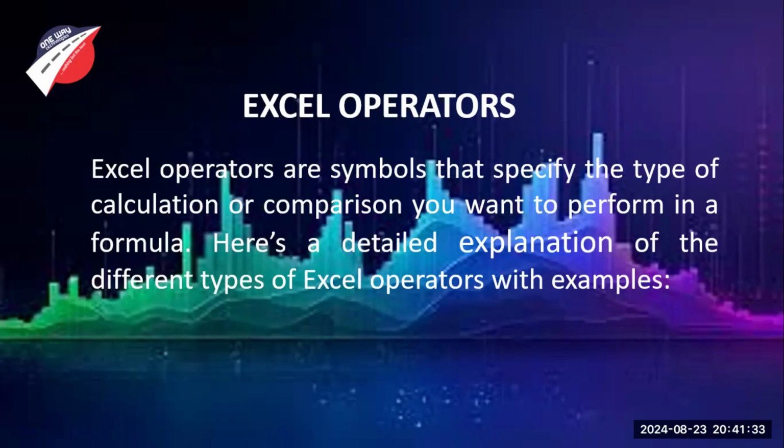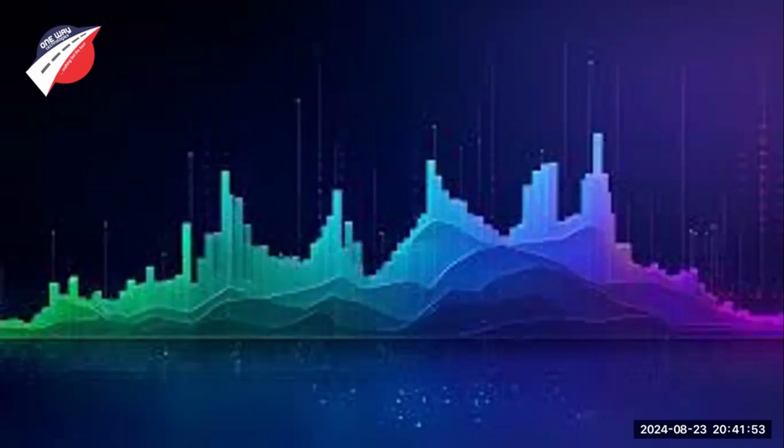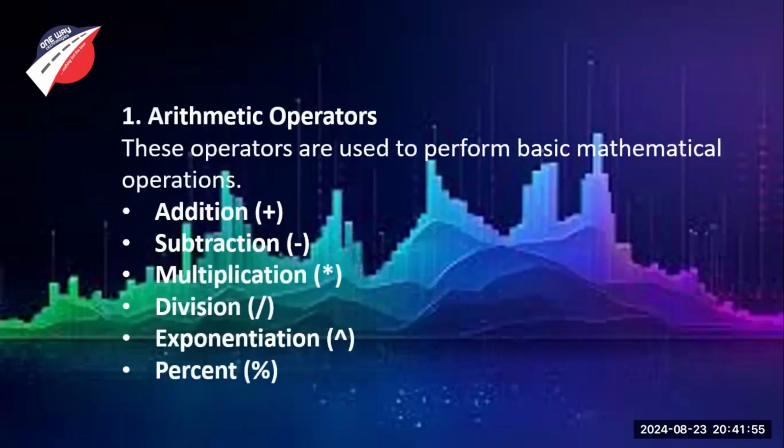If you see the plus sign, you know the person wants to perform addition. If you see the minus sign, you know the person wants to perform subtraction. So that's exactly how it is. All these are the Excel operators. So let's look at what the Excel operators are.